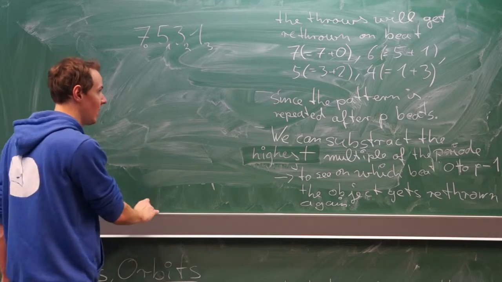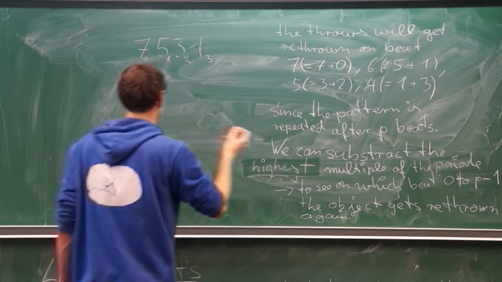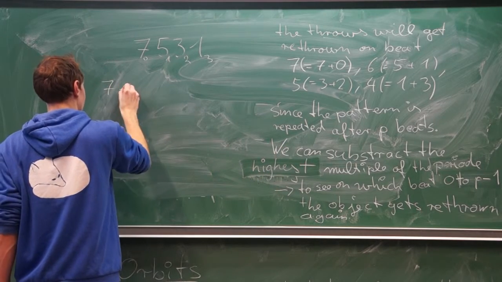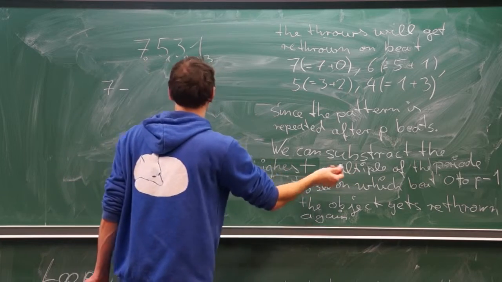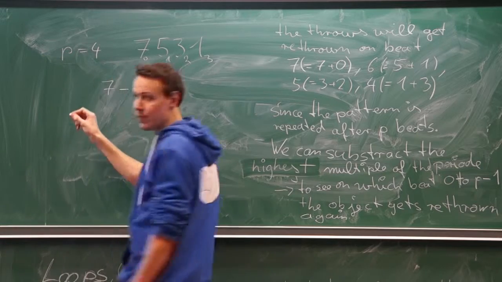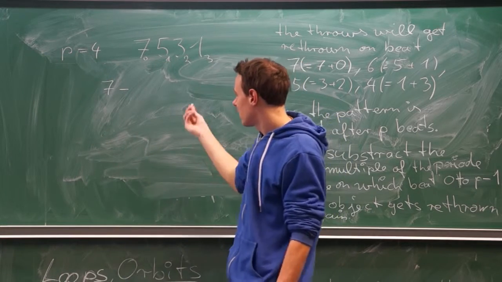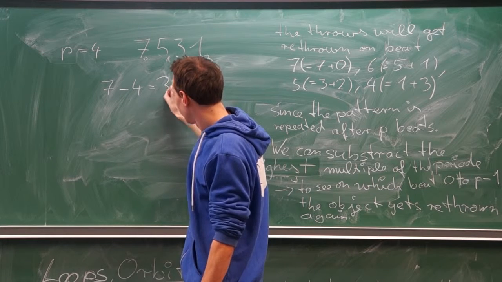To make it clear, I choose this beat here, and there we can subtract the highest multiple of the period. The period here is, of course, 4. And okay, we subtract 4 here and we end up with 3.